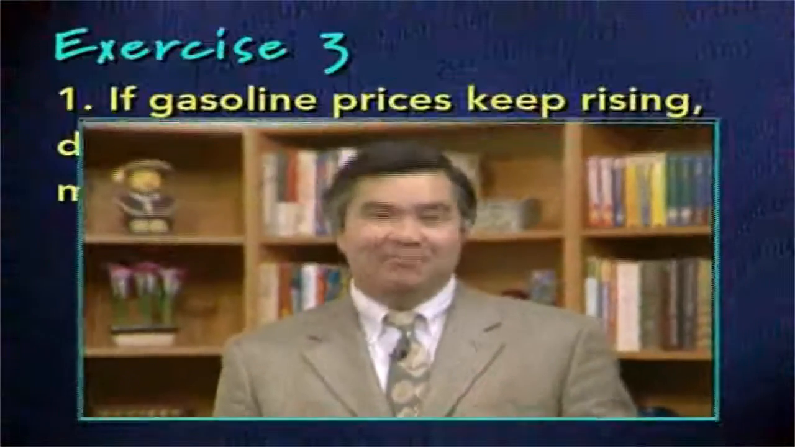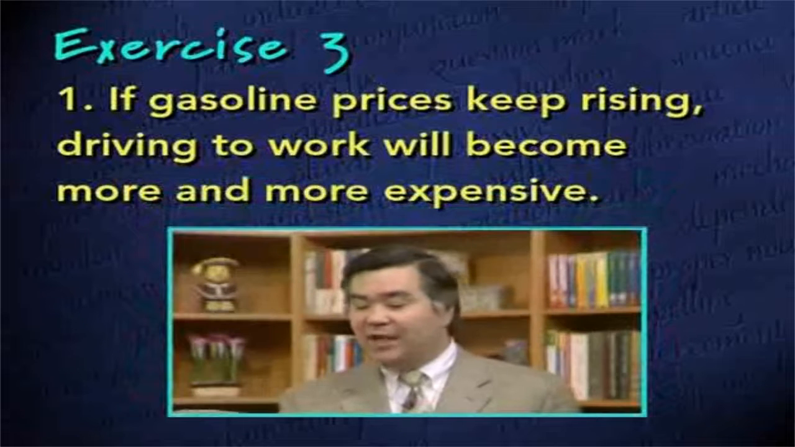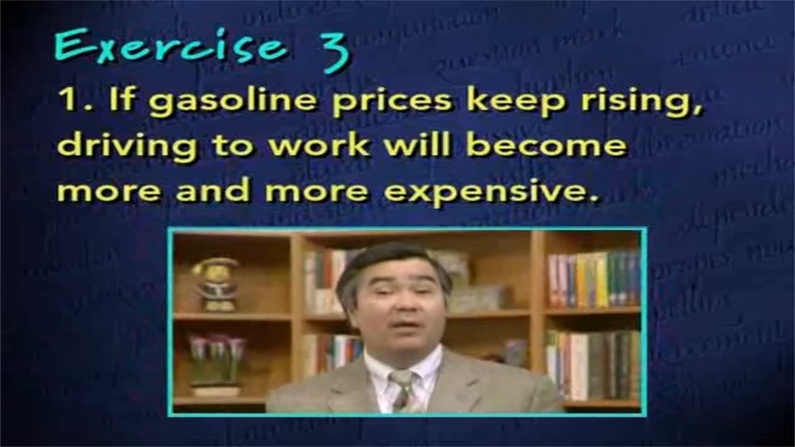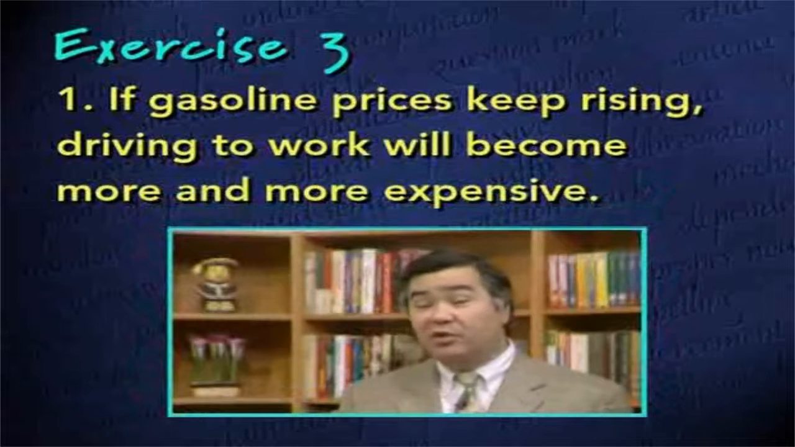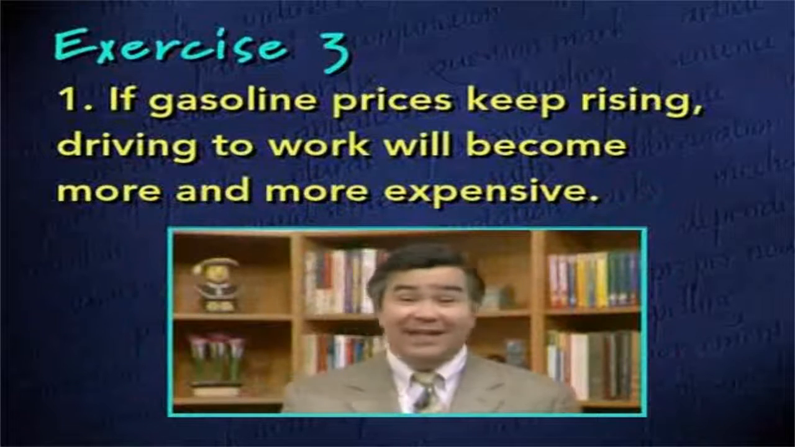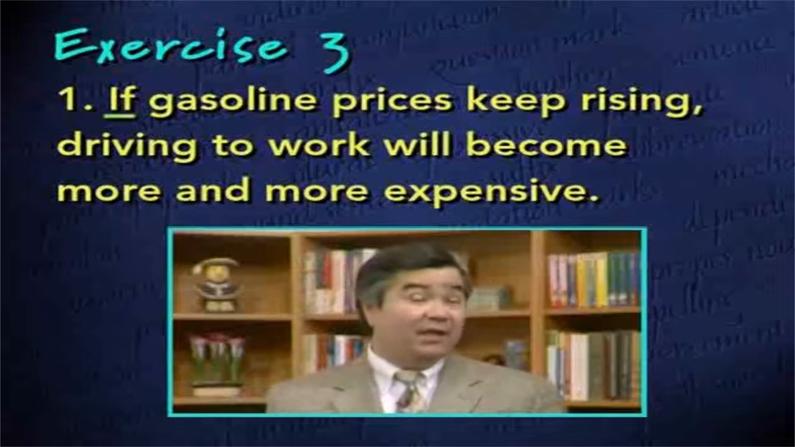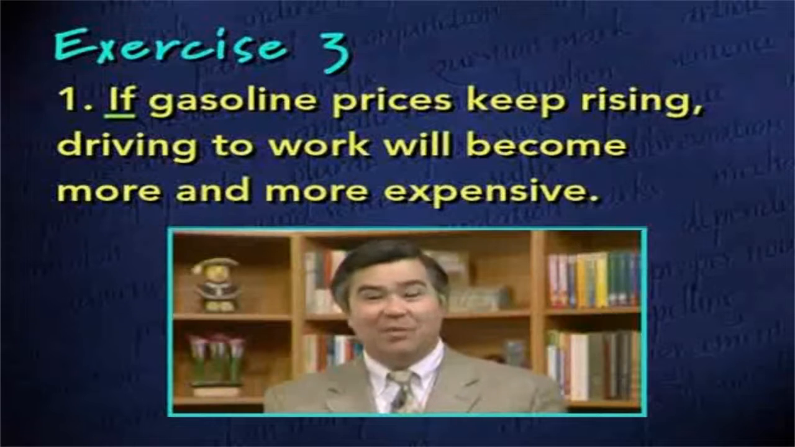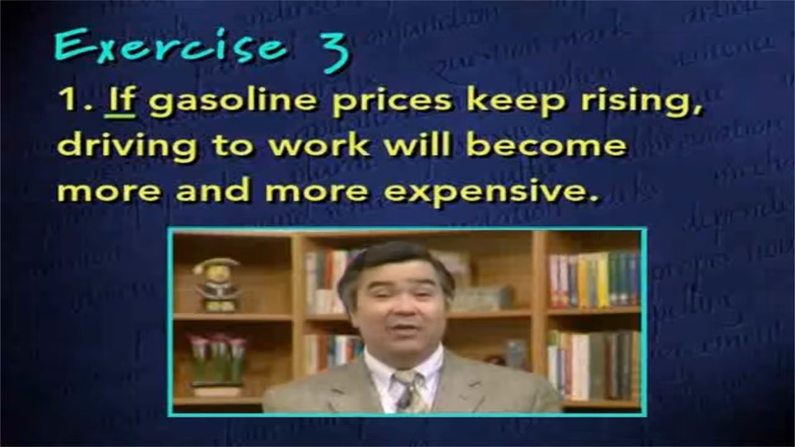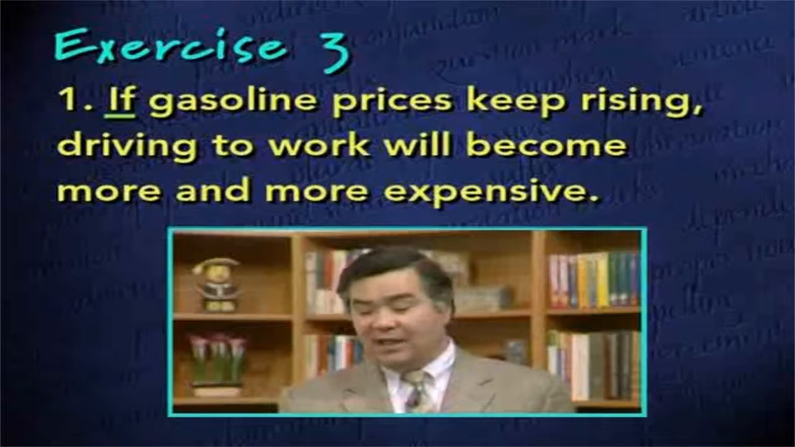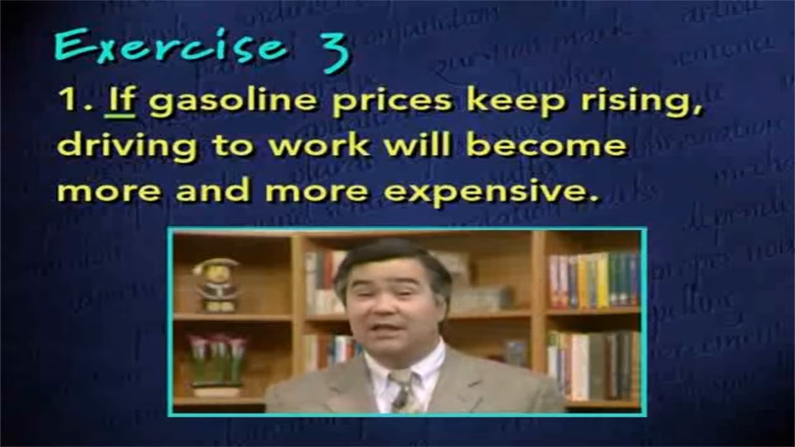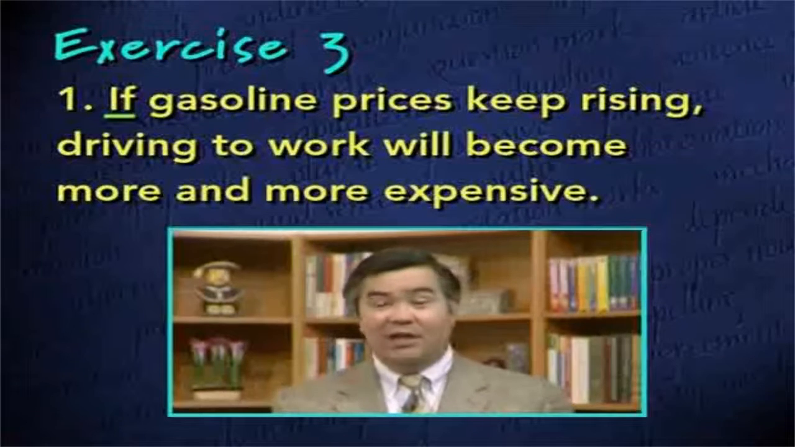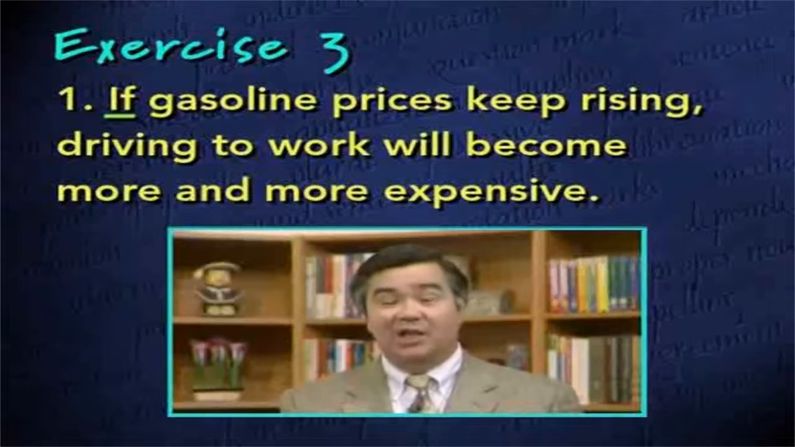For this exercise, your job was simply to identify the conjunctions and the prepositions that appear in these sentences. Let's start with sentence 1. If gasoline prices keep rising, driving to work will become more and more expensive. Well, there are two conjunctions in this sentence. The sentence begins with a subordinating conjunction, if. That's one of the most common subordinating conjunctions. It introduces a clause which is a subordinate clause, a clause that can't stand alone as a sentence.